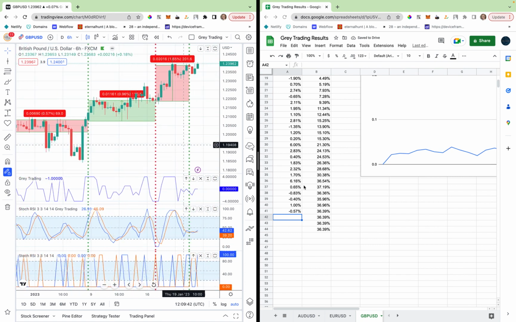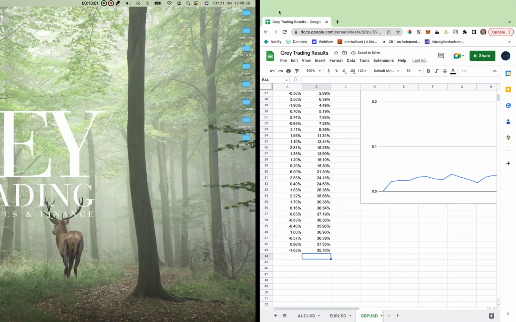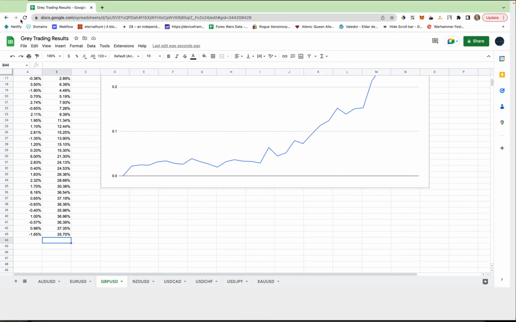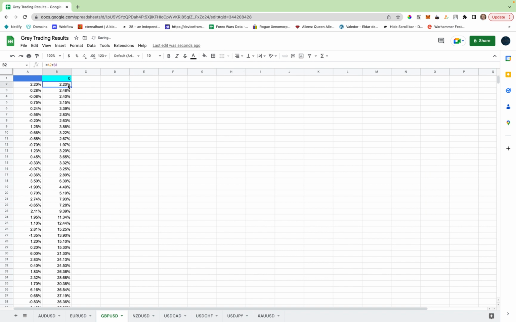So we've got 0.96, minus 1.65. Okay, so we did 35%. That's more than I thought it would have done. Okay, and now we're just going to go out of dual screen mode, and we can have a look at the graph. This graph doesn't have all the days because there was more trading days on this. So we're just going to plot that.